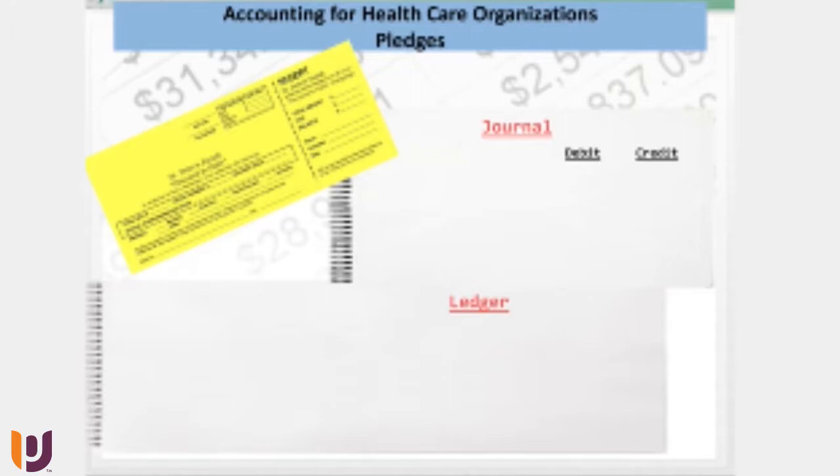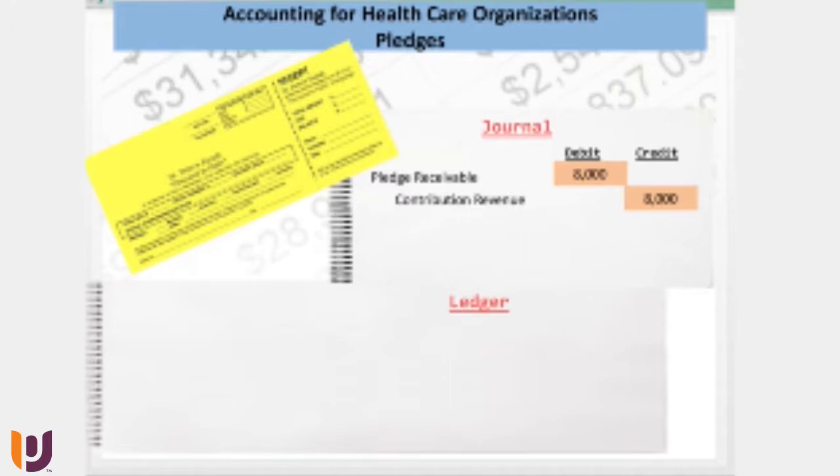A multi-year gift pledge should be recorded at the net present value of the gift. The journal entry to record an $8,000 pledge would be a debit to pledge receivable and a credit to contribution revenue. The amounts are posted to the ledger.